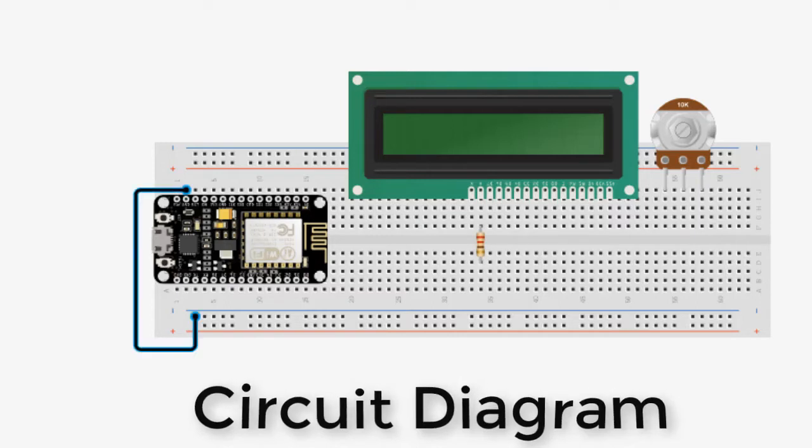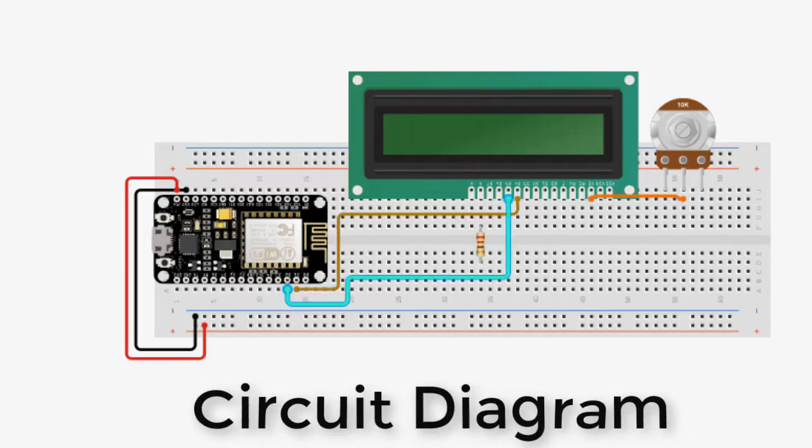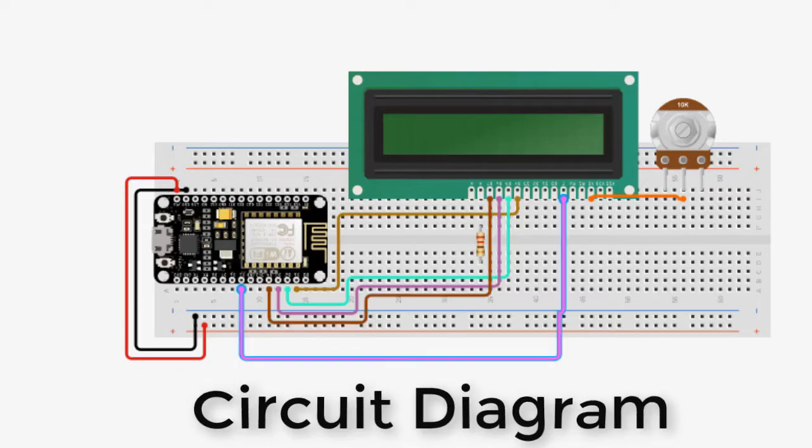Connect NodeMCU GND pin to ground. Connect NodeMCU VIN pin to VCC. Connect LCD 16x2 VO pin to potentiometer signal pin. Similarly, connect D4, D5, D6, and D7 pins of the LCD display to D1, D2, D3 and D4 pins of the NodeMCU respectively. Connect LCD E pin to NodeMCU D5 pin.